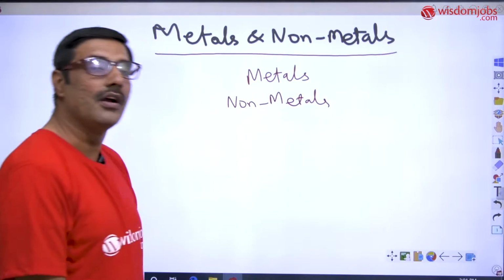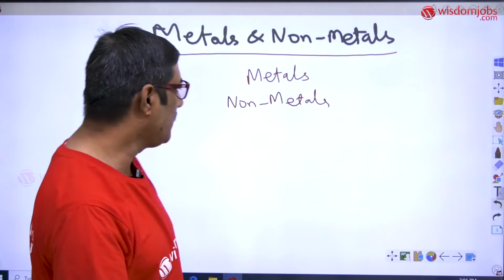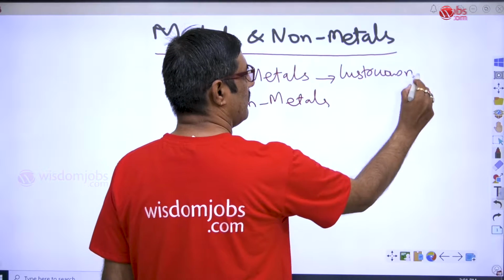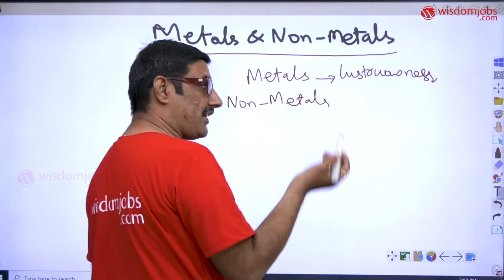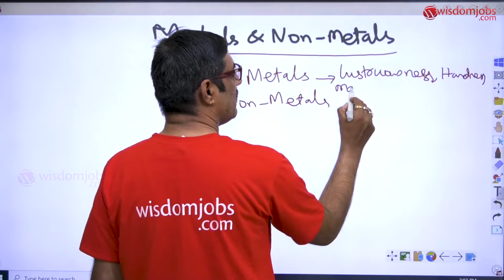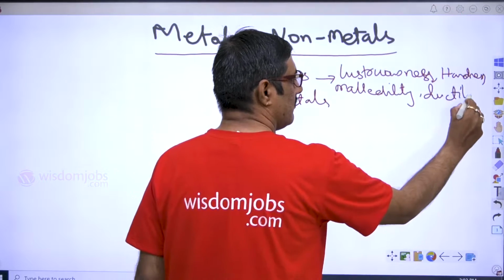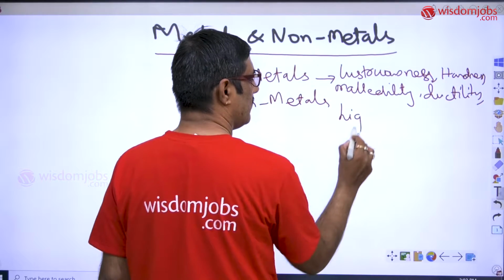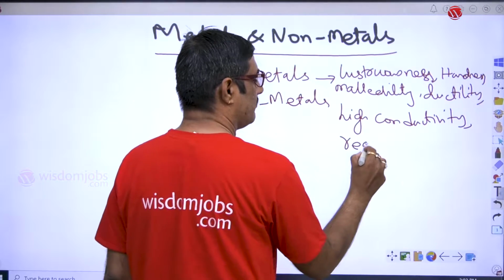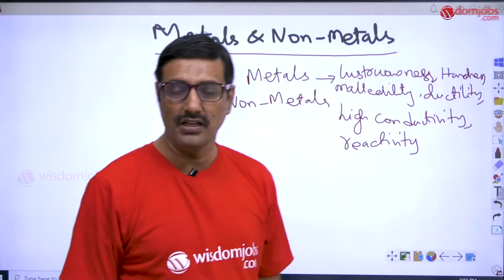and generally the set of metals have different properties, like lustrousness, meaning shining, next hardness, next malleability, ductility, high conductivity, reactivity, etc. Now let me explain each of these properties in detail.